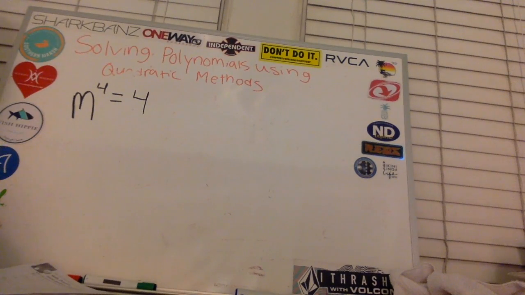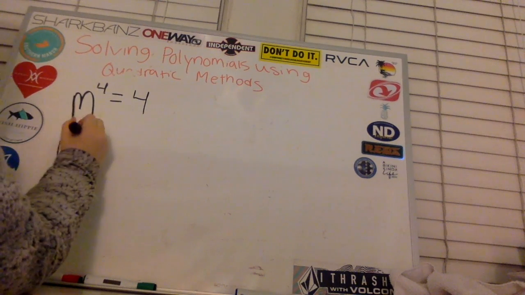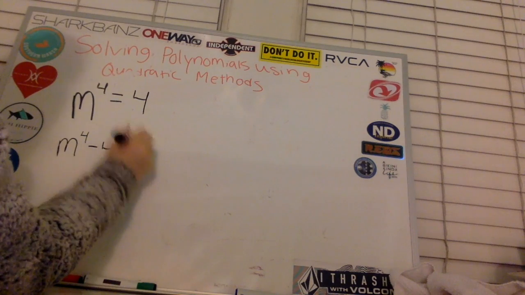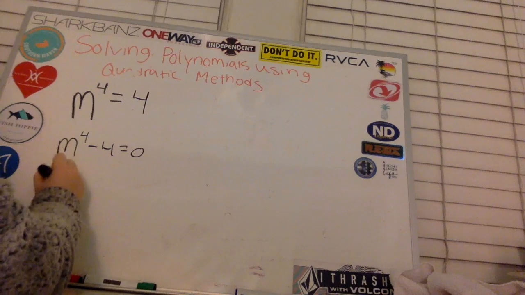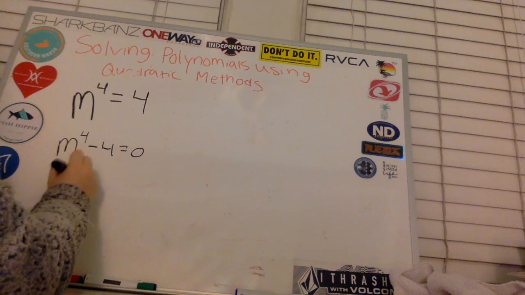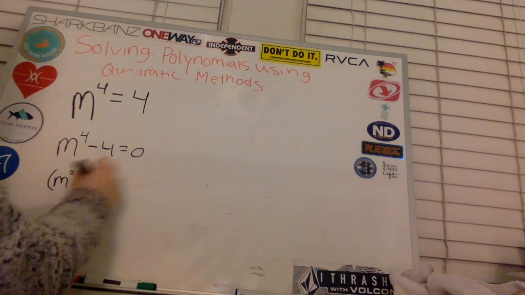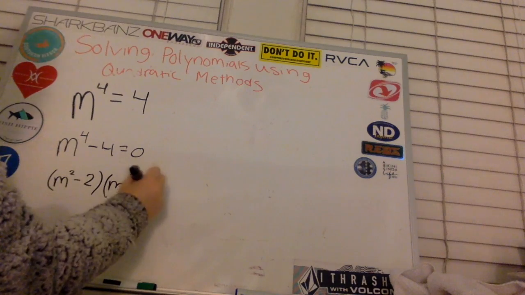Now we're going to do a problem that's just a little bit harder. It may look intimidating at first, but it's really not that hard. So first, you have to get it equal to 0, so m to the fourth minus 4 equals 0. Next, you have to factor it. Just make it m squared minus 2 and m squared plus 2.